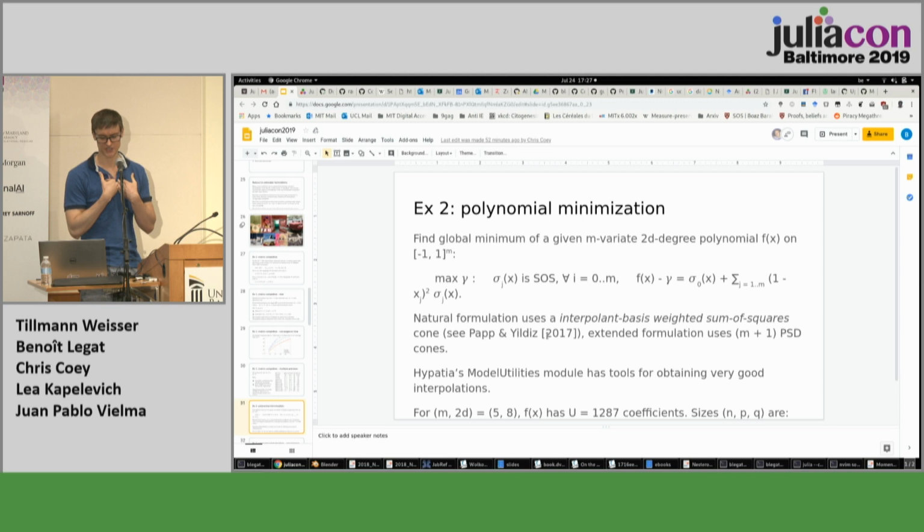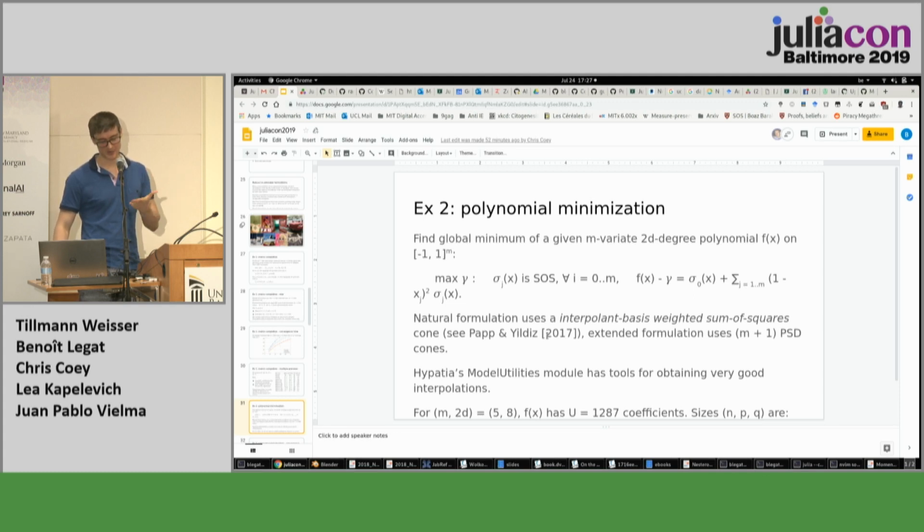So in a natural formulation, we're going to use an interpolant basis weighted sum of squares cone, which is defined in a paper by Papp and Yildiz a few years ago, and explored by Nesterov 20 years ago. It's only going to use one of these cones. The formulation you see here doesn't correspond too closely, but it has just one equality constraint and one of these cones, and that cone has dimension the number of coefficients of the polynomials. The extended formulation is going to use m+1 PSD cones.